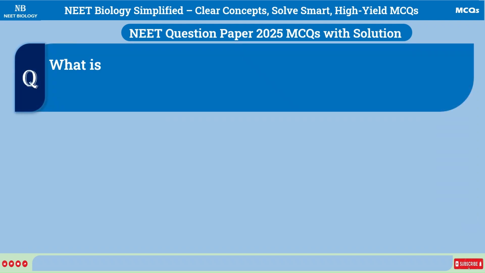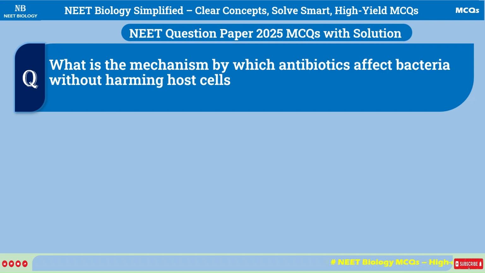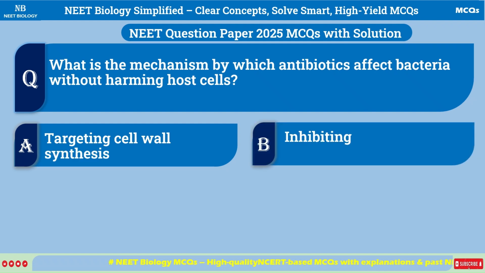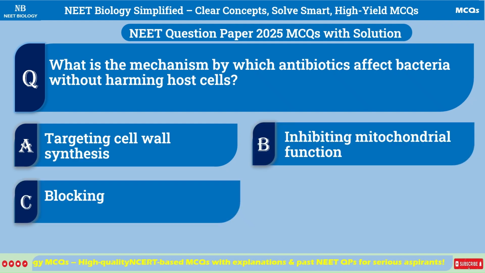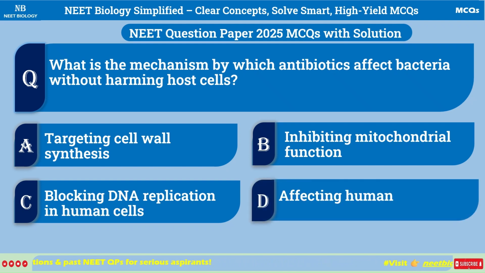What is the mechanism by which antibiotics affect bacteria without harming host cells? A. Targeting cell wall synthesis. B. Inhibiting mitochondrial function. C. Blocking DNA replication in human cells. D. Affecting human ribosomes.